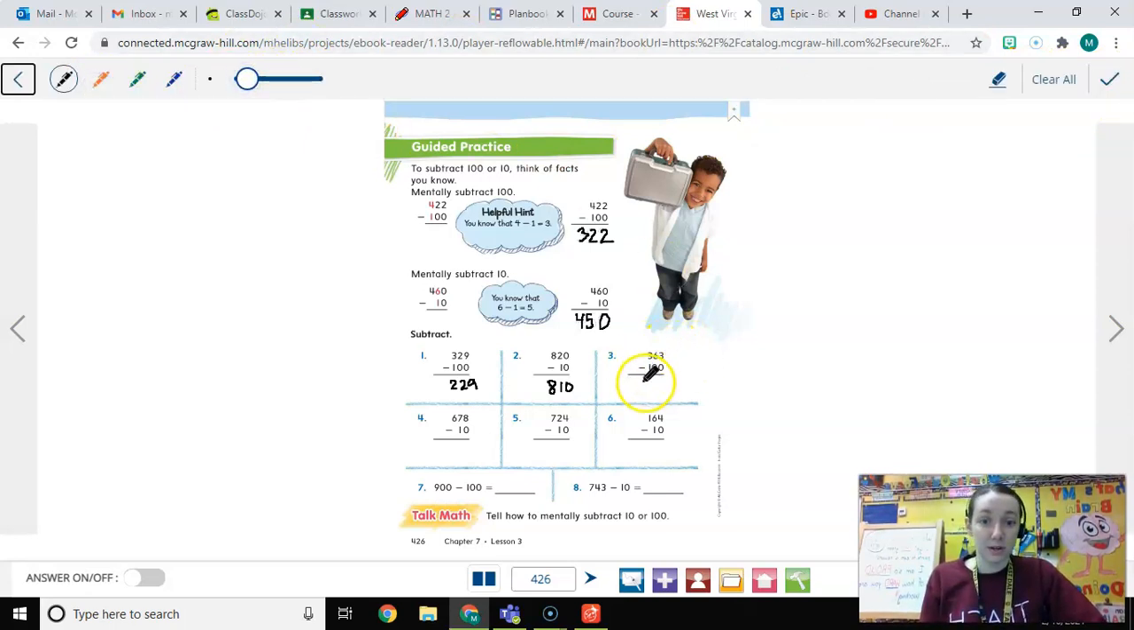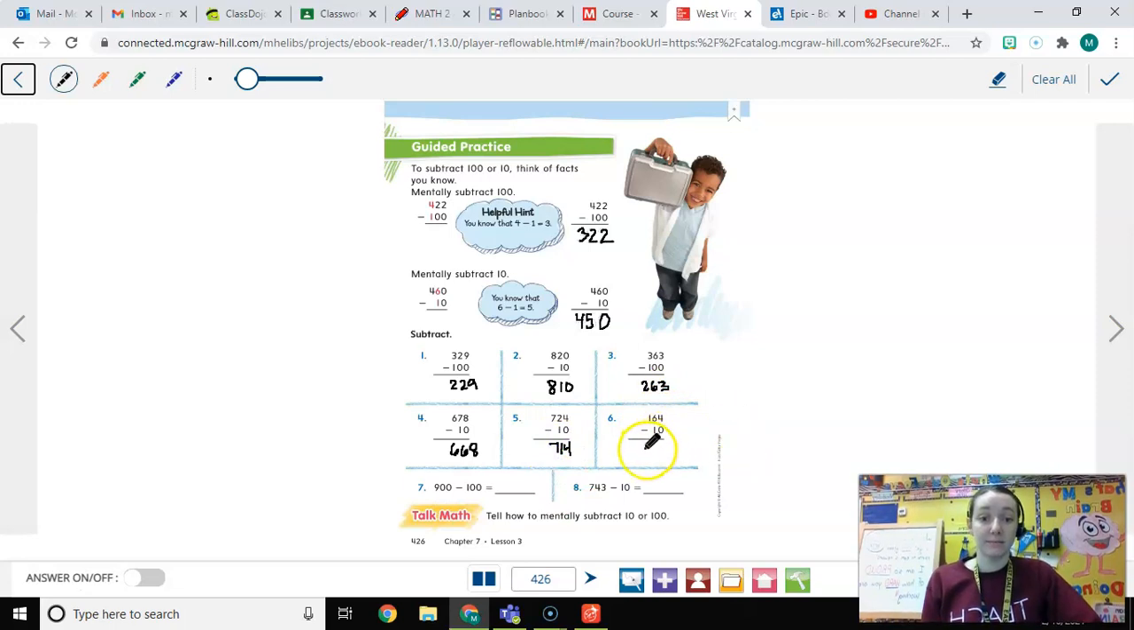So 363, like I said, 263. Okay? So then we have 678 minus 10, 668. See, so again, if you're taking away 100, the hundreds place changes. If you're taking away 10, the tens place changes, okay? All there is to it, just like when we added, except now you're getting smaller instead of going up by that much. 724 minus 10, 714.